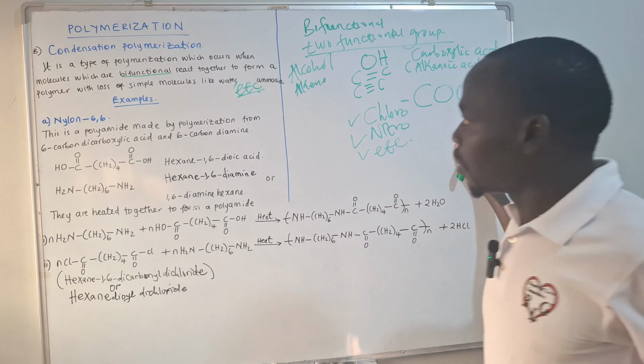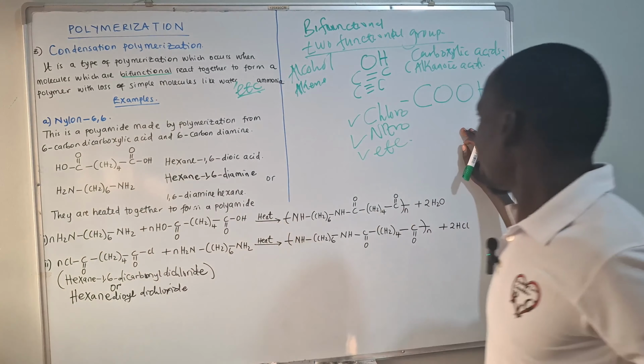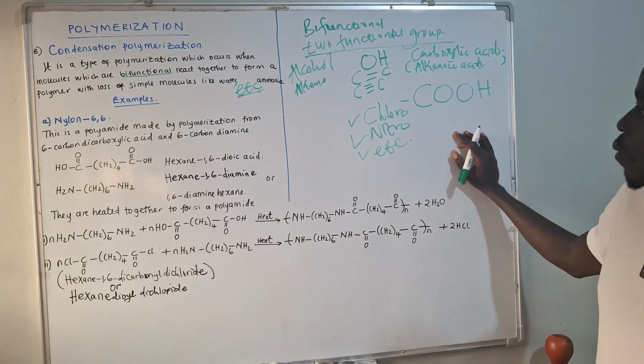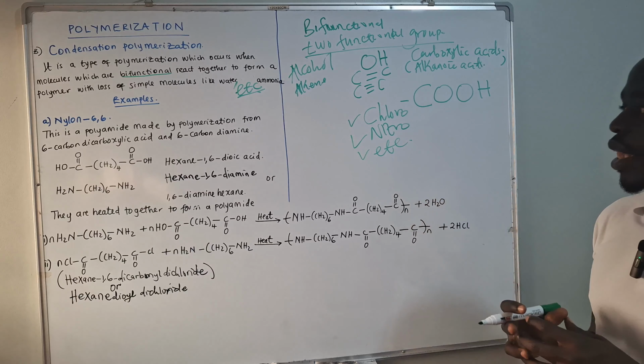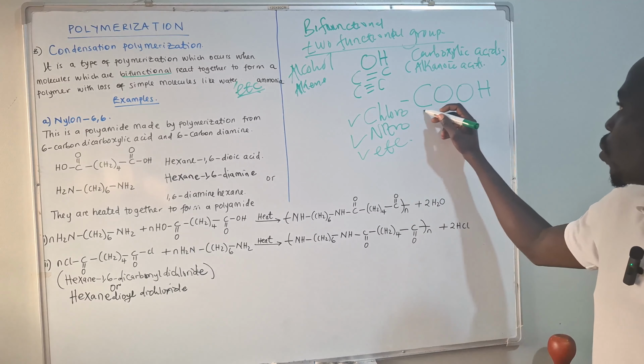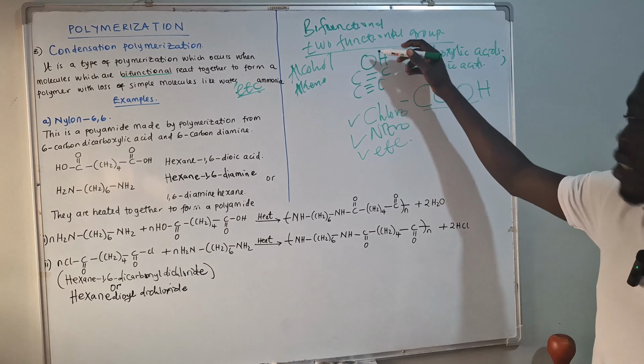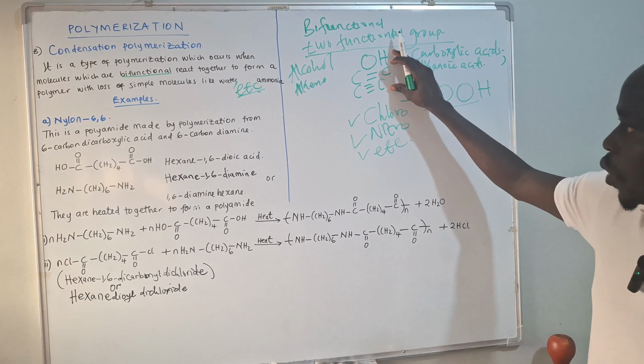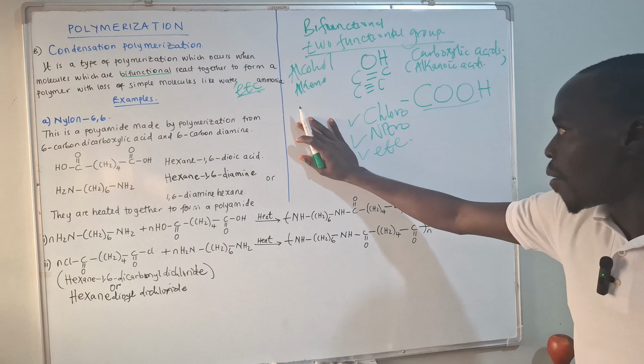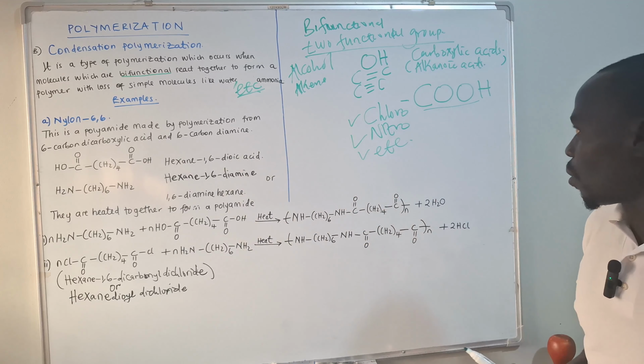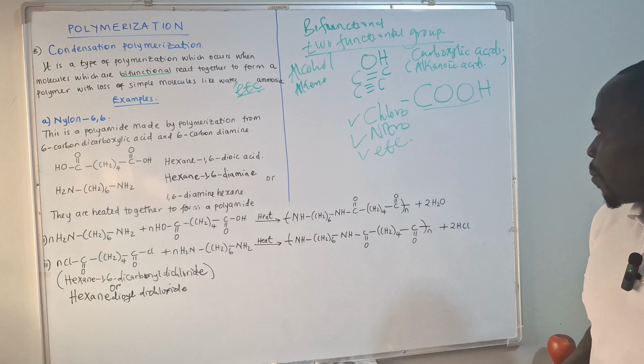So when we say the molecule is bifunctional, we are in fact meaning this. There should be these molecules that are combined together. This one might have this functional group, another one will have any of these functional groups, and you will be in a position to get your polymer formed by the condensation process.